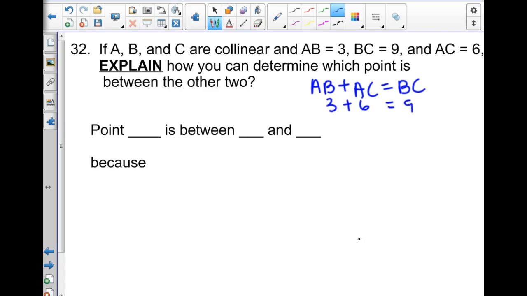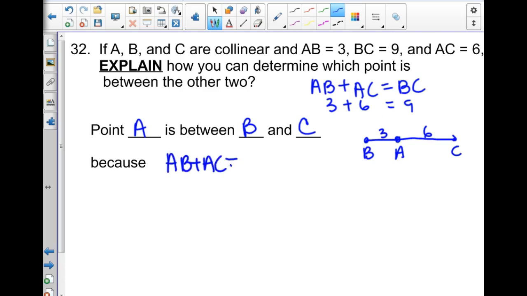All right, you see how I'm figuring that out? Now look at these letters. What's the one in common to these two segments? So that would mean A has to be in between, because that's the only way we can make this picture work out. So A has to be between B and C, because AB plus AC equals BC, and that is your segment addition postulate.